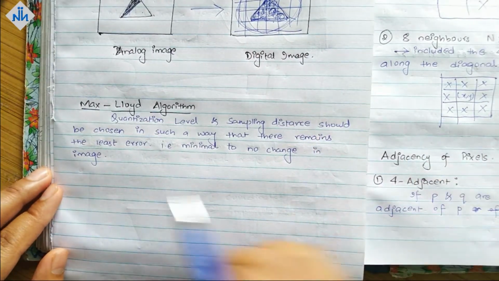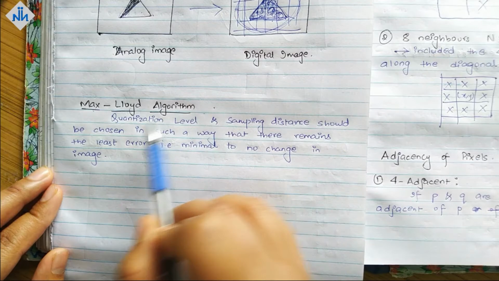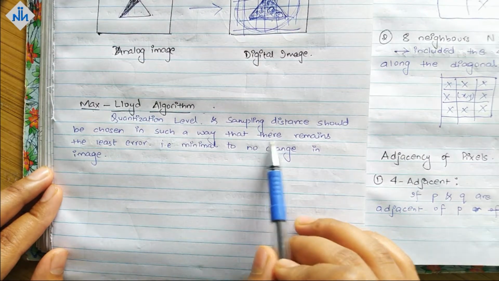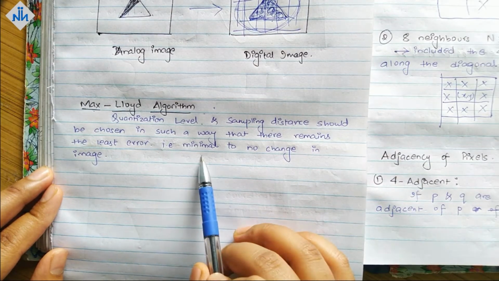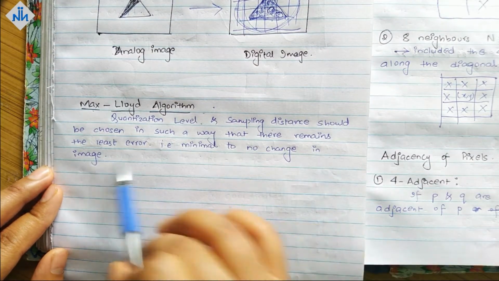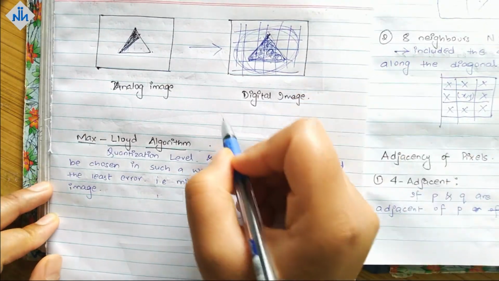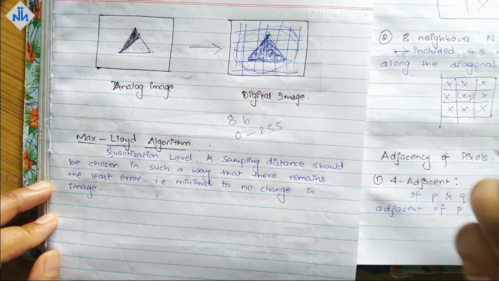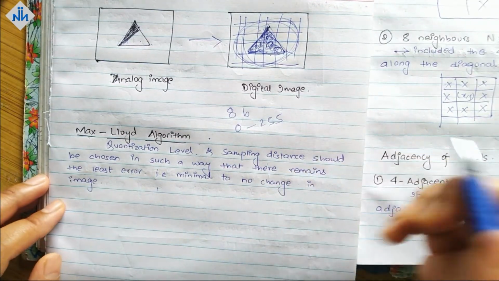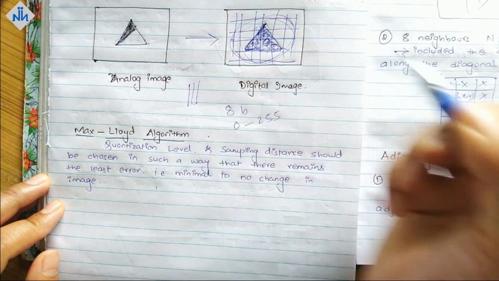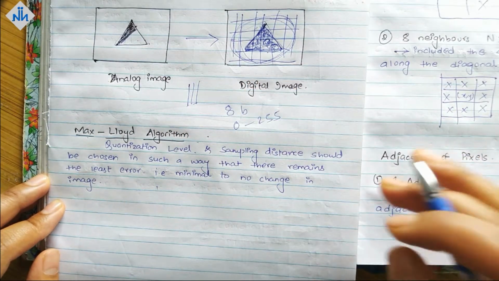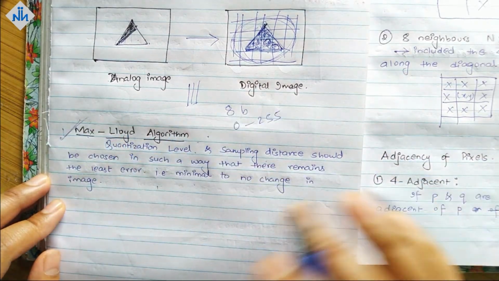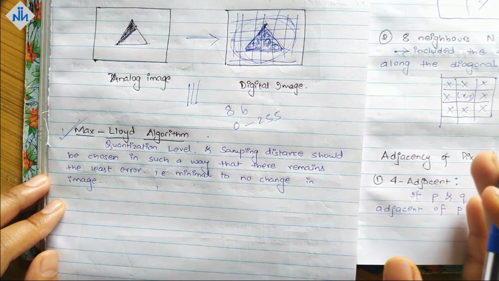And there is a Max-Lloyd algorithm too. Quantization level and sampling distance should be chosen in such a way that there remains the least error, that means minimal to no change in the image. So the quantization levels, like we took 8-bit for 0 to 255 or whatever we take, and also the sampling distance, should be chosen in such a way that it gives the least error. So this is also an algorithm that we should keep in mind while doing sampling and quantization.